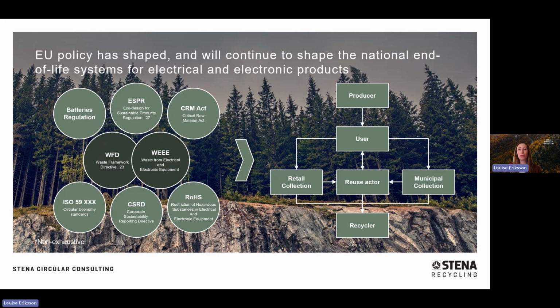So when a user no longer needs their products, they can hand it in either to municipal collection, retail collection, or for reuse. And if the product is still fully functional and has a second-hand value, it is being sold on a second-hand market. But if the product is outworn or has lost its value, it will instead be sent to a recycler. And now we will look into that last box a bit closer, the recycler. In that box, we have quite a lot of complexity hidden that we can look at together.